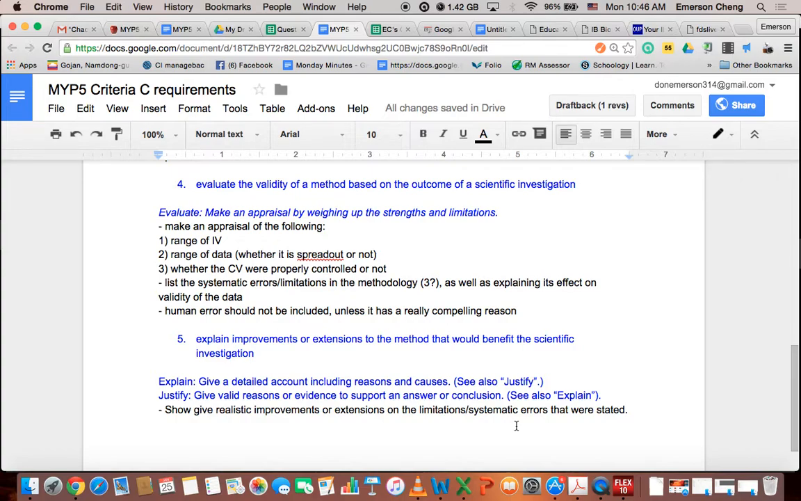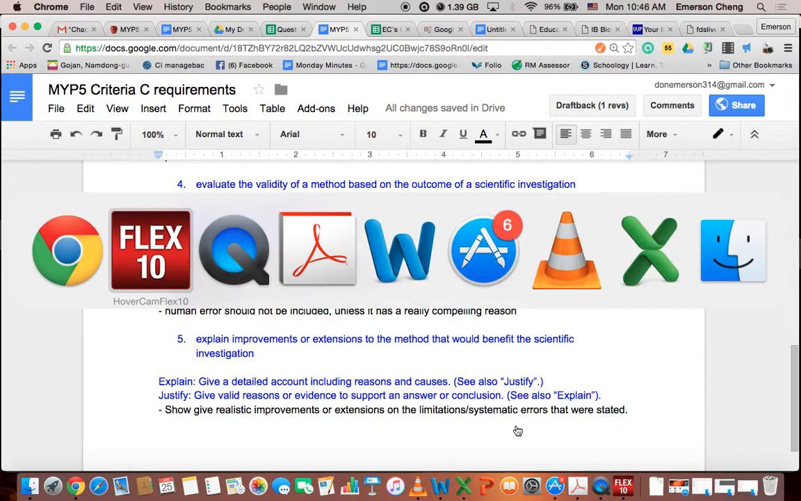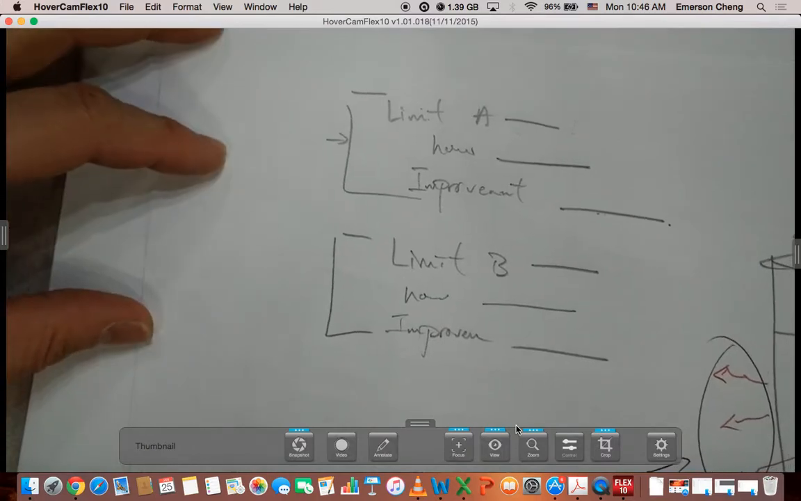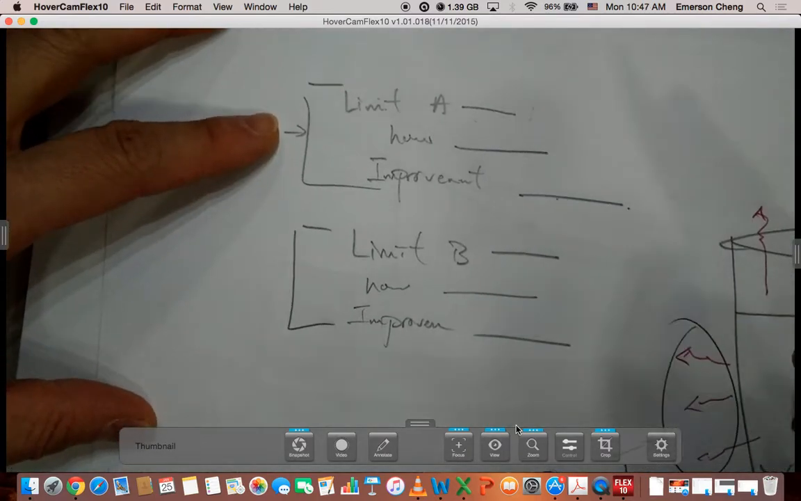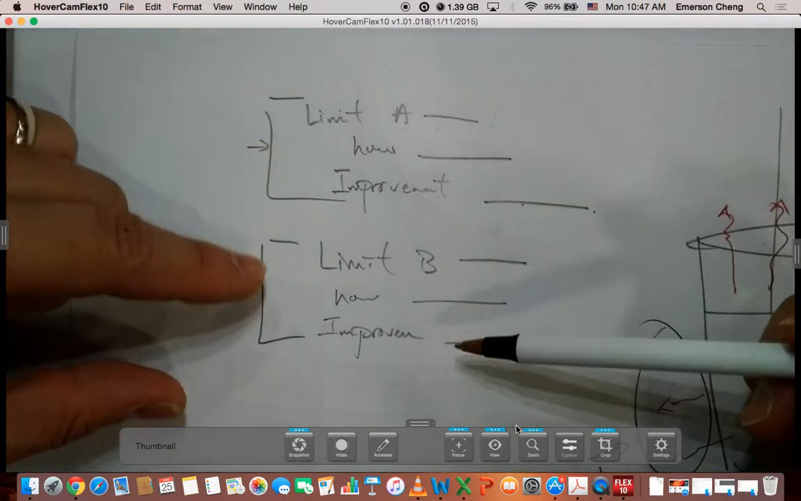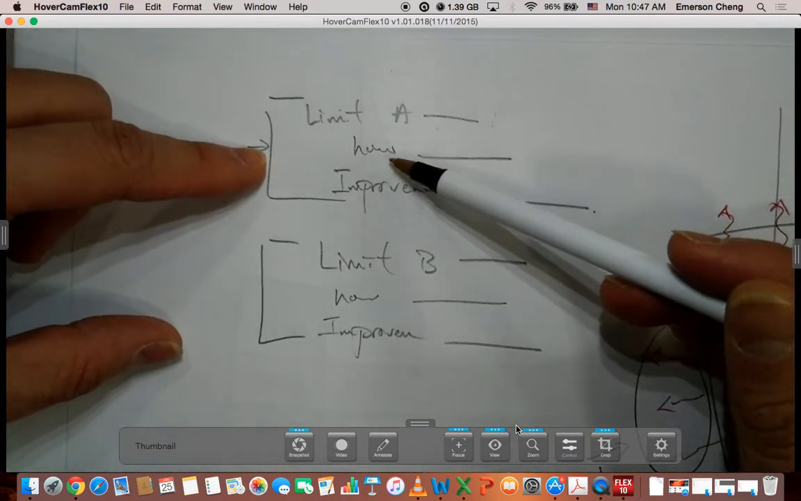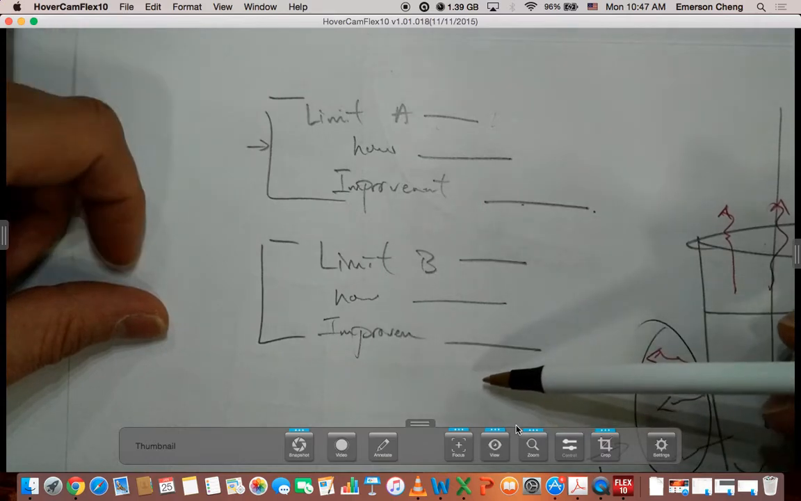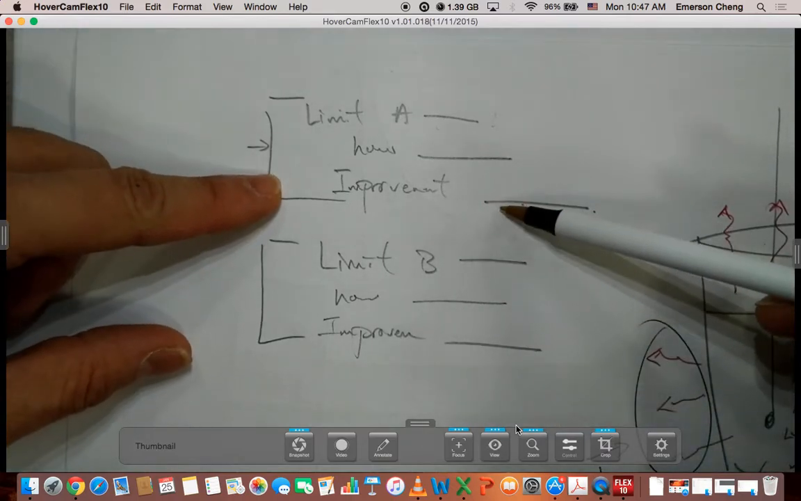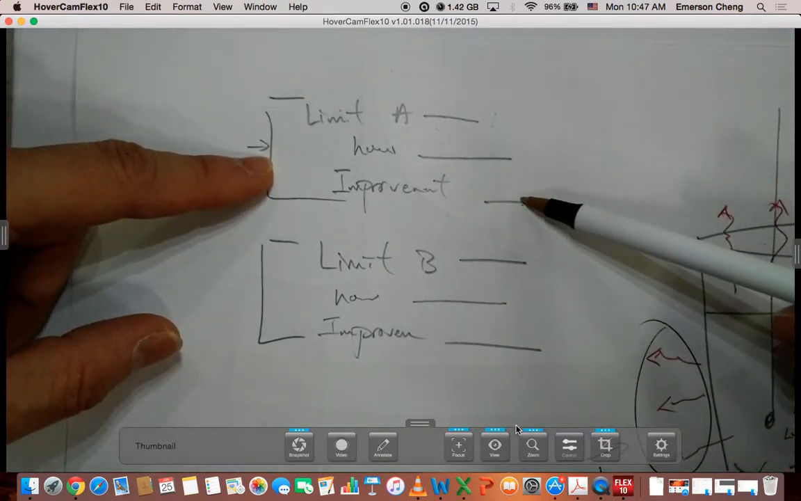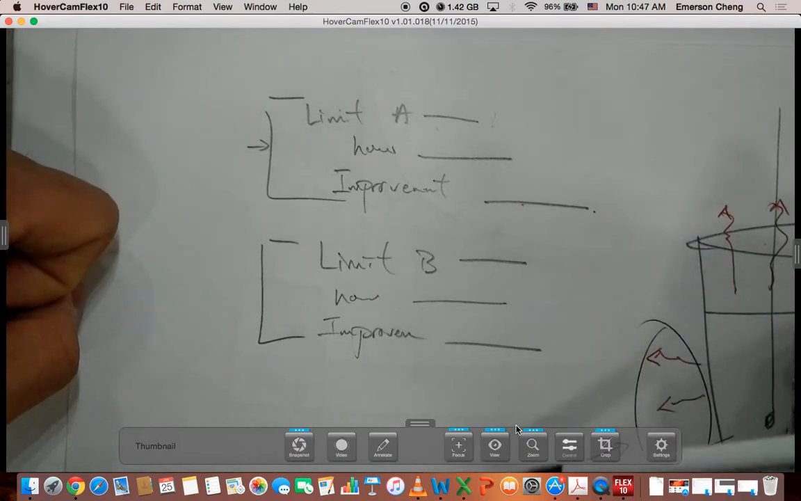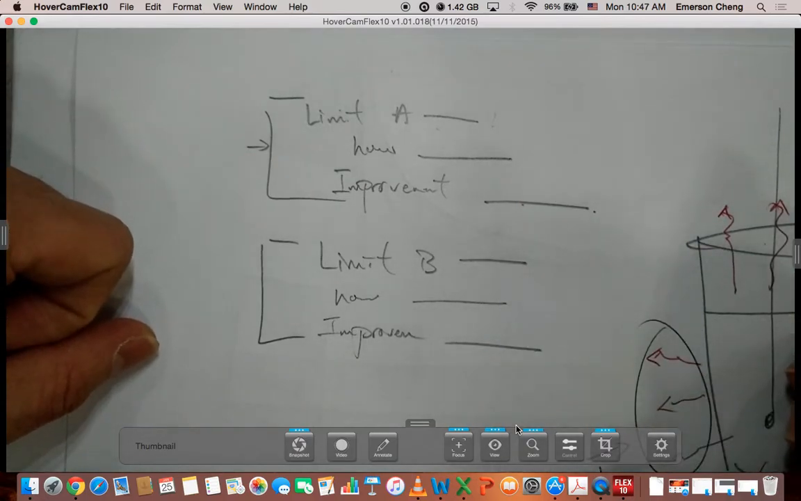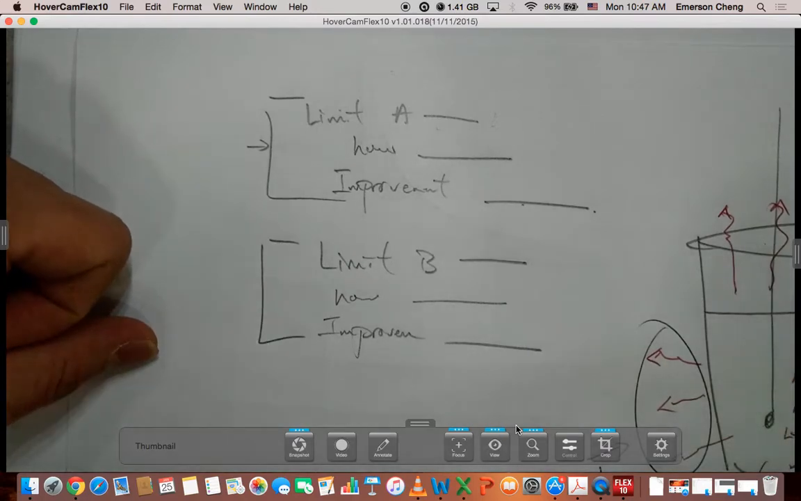Okay? But please remember, each limitation needs to have a separate paragraph, and you need to make sure you say how it is affecting the results, and then the improvement goes with that particular paragraph. Okay? So that I can see it quickly, easily and clearly. Any questions?